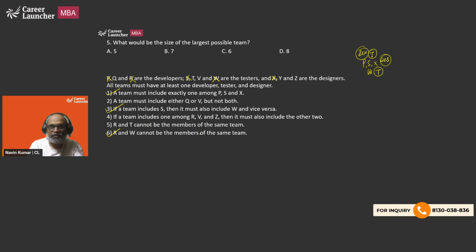Now, R and T cannot be the members of the same team. And if you bring in R, V and Z must also come in. So, of course, V and Z cannot come in. We can bring in T now. And T is another tester. So, we have got three testers so far, which is S, W, and T. So, done with T. R, V, and Z, they cannot come together. So, these are done. Now, a team must include either Q or V, but not both. So we are going to have Q because we are not bringing in V.